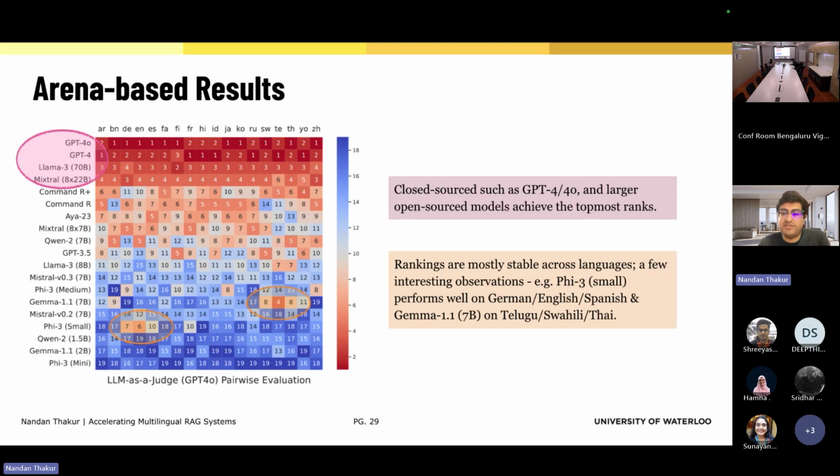We also found some very interesting observations. Mostly we found rankings to be stable, but 5.3 small performed really well across German, English, and Spanish, and Gamma 1.1 performed really well on Telugu, Swahili, and Thai. If you see in orange, I've highlighted these two parts where they achieve a much higher rank in general in comparison to other models.